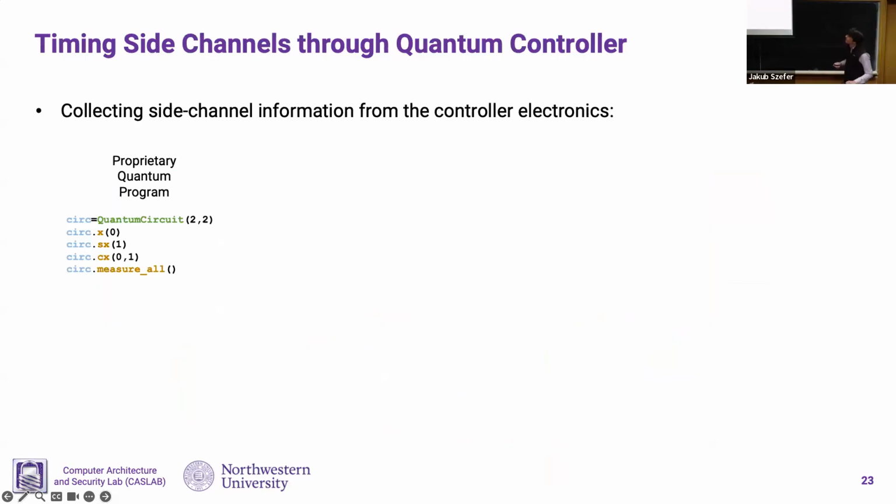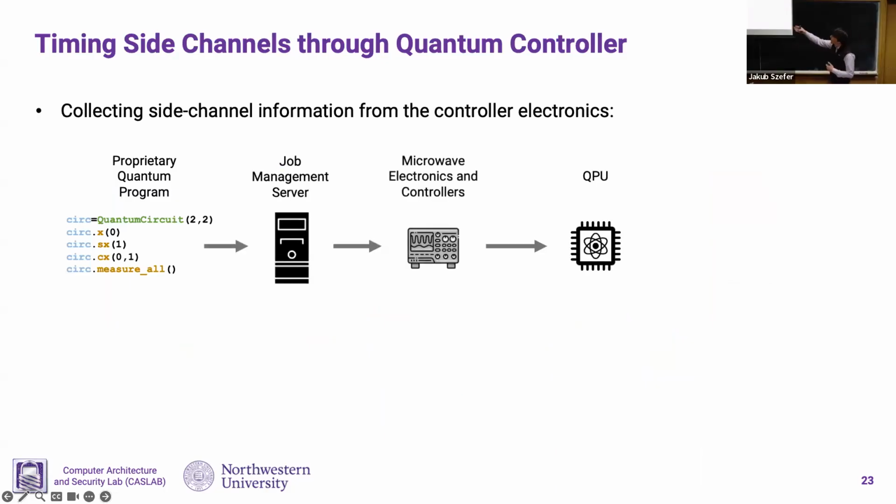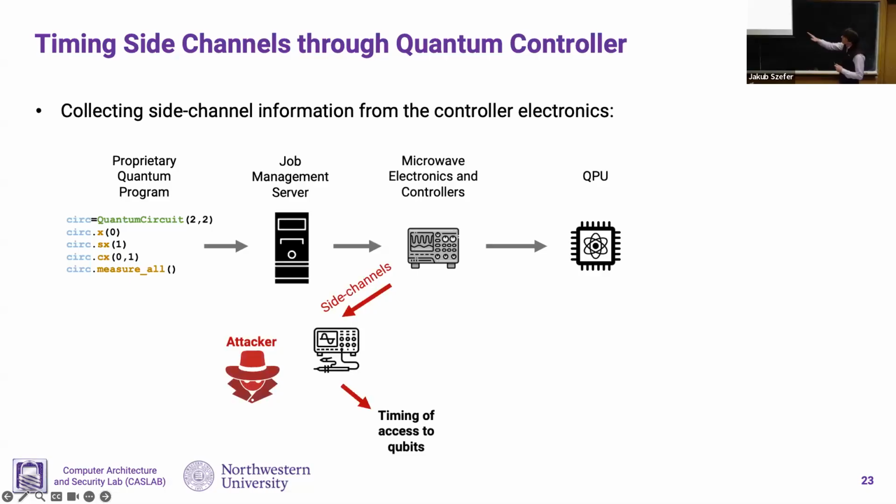So first, a very simple demonstration of a timing type side channel attack on the quantum computer. We'll see this workflow a few times today. We have the circuits that the user submits. They get sent to the controller for the actual execution on the QPU. But then for the side channels in the controllers, there's an attacker that is collecting some information, for example, in a simple case, just measuring the timing of the access to the different qubits.